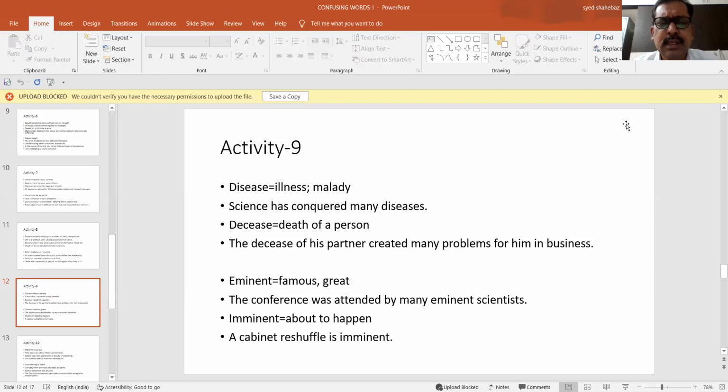Imminent. Next word is imminent, about to happen. A cabinet reshuffle is imminent. Cabinet reshuffle is imminent, means that is about to happen. That will happen within no time. Imminent means bound to happen, about to happen in near future. It is called imminent.